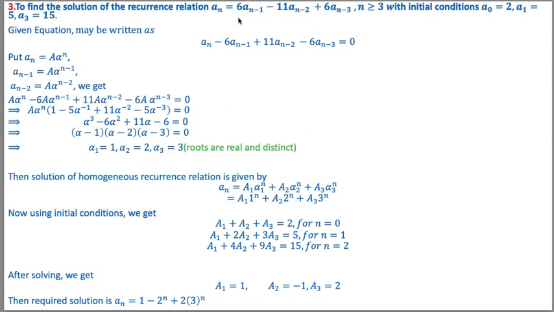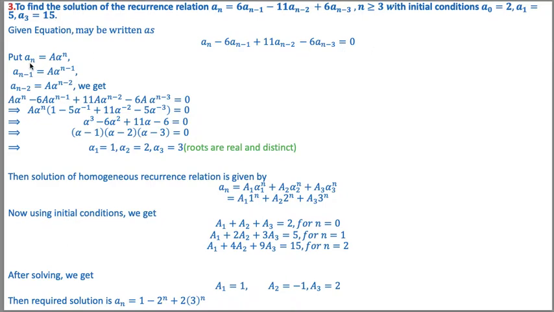Suppose we find the solution of the recurrence relation an equal to 6 an minus 1 minus 11 an minus 2 plus 6 an minus 3 for n greater than or equal to 3, with initial conditions a naught equal to 2, a1 equal to 5 and a3 equal to 50. This given recurrence relation can be written, if we shift the terms on the right hand side to the left hand side, as an minus 6 an minus 1 plus 11 an minus 2 minus 6 an minus 3 equal to 0.